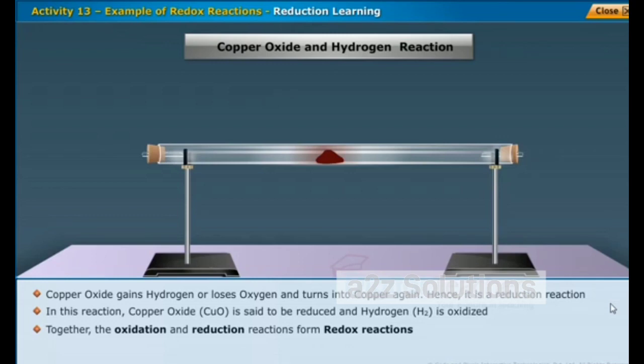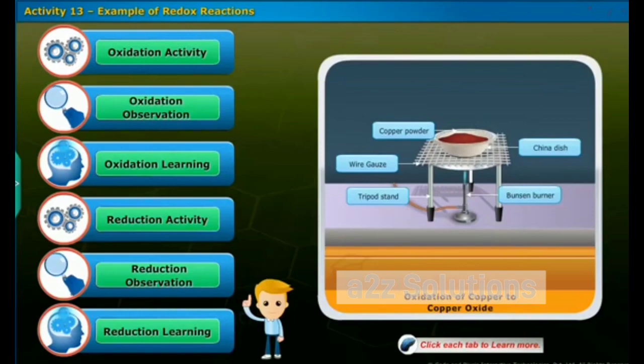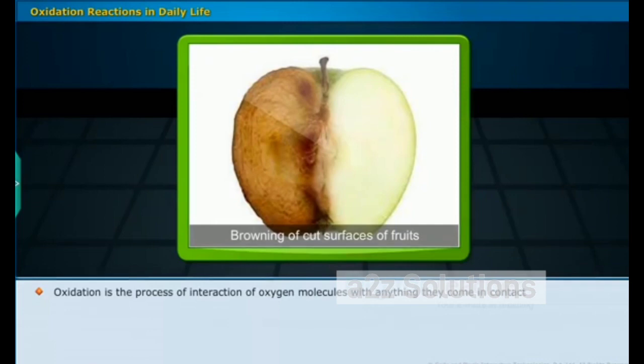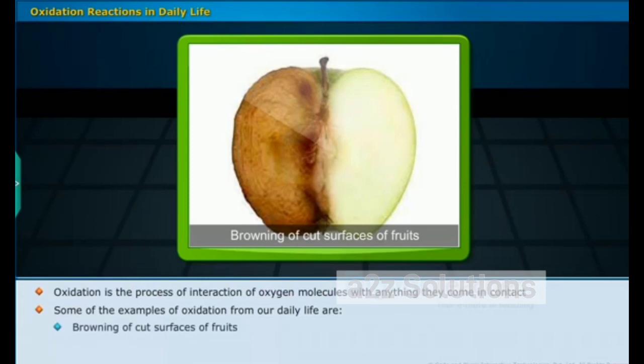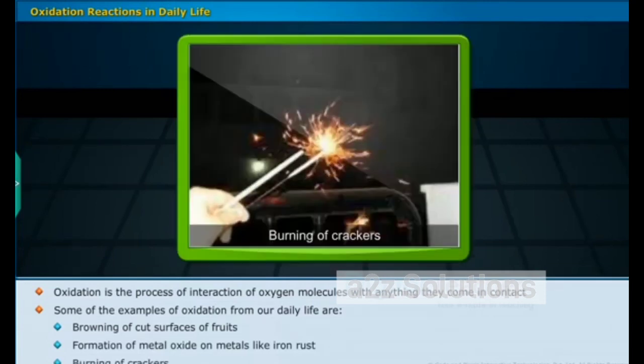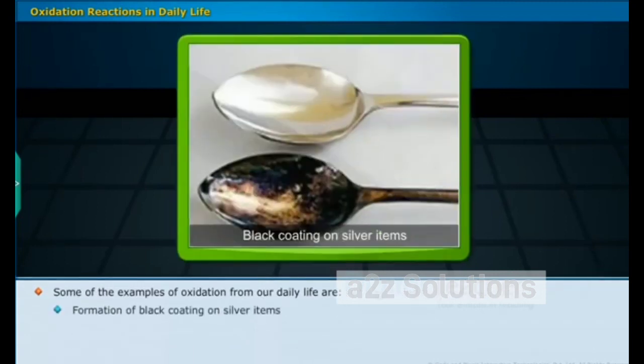Now, let us learn about some examples of oxidation reaction from our daily life. Oxidation is the process of interaction of oxygen molecules with anything they come in contact with. Some of the examples of oxidation from our daily life are browning of cut surfaces of fruits, formation of metal oxide on metals like iron rust, burning of crackers. Formation of black coating on silver items.